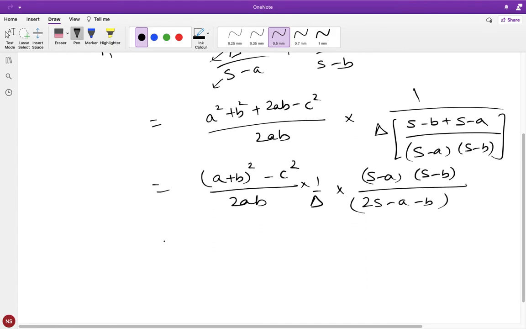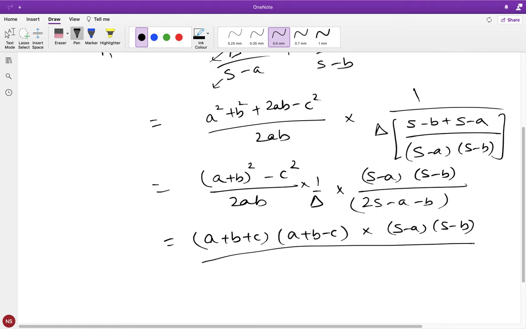This is a square minus b square. I'm talking about the formula. In actuality it is a plus b whole square minus c square. So a plus b plus c into a plus b minus c. This can be written in that way. And this is s minus a and s minus b. Delta 2ab. 2s is a plus b plus c, so a and b will be cancelled. So c.